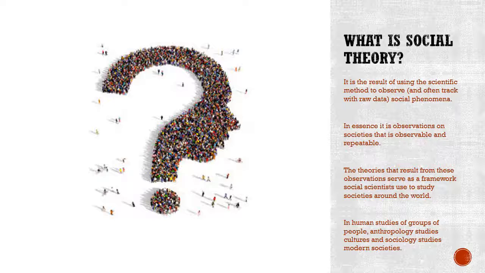The theories that end up coming out from these observations are used as the foundation by social scientists to study all the societies around the world. Now, people often ask, what is the difference between anthropology and sociology? In a nutshell, it's a really simplified way of looking at their differences, but anthropology studies cultures and sociology studies societies, specifically, and more importantly, industrial and post-industrial societies. So, modern societies.